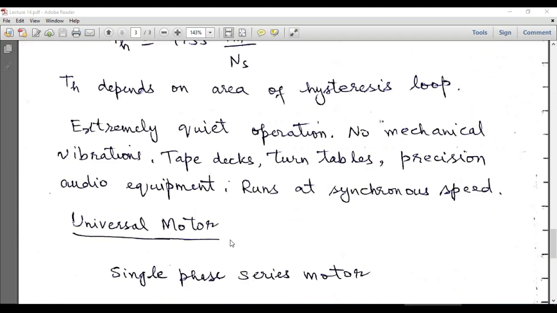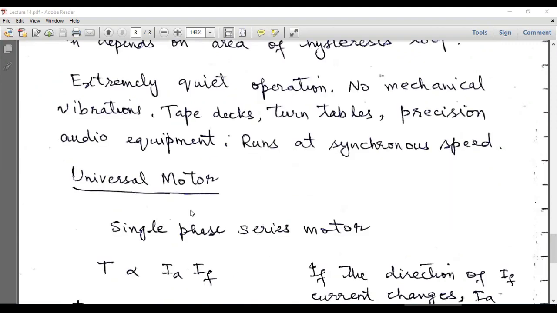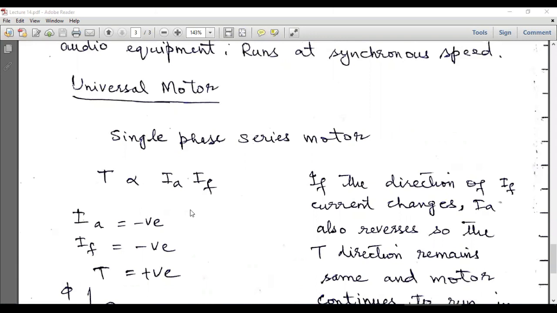And the last type is called the universal motor, which is nothing but a DC series motor. In a series motor, we know that the torque is proportional to the product of armature current and field current. When we apply a positive voltage, the current will be positive for the armature winding and the field winding. When the voltage polarity is reversed, both the armature current and the field current will be reversed and become negative. But when these two negative quantities are multiplied together, the resultant torque will again be positive.